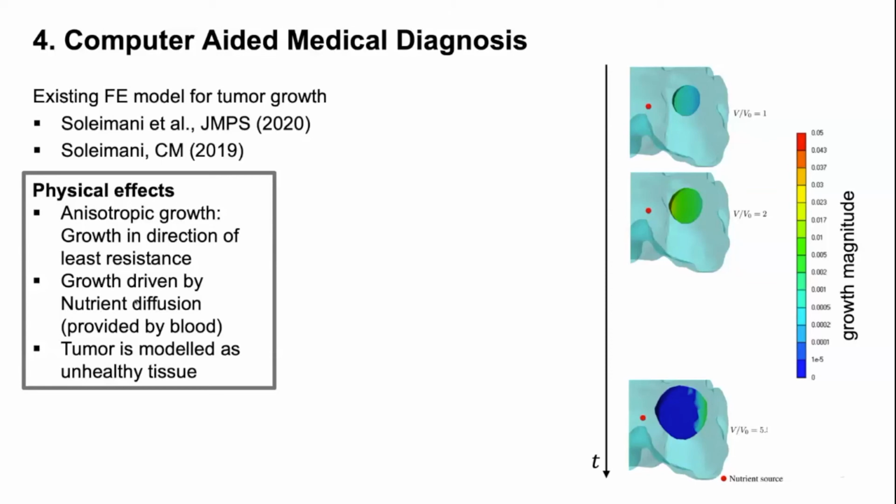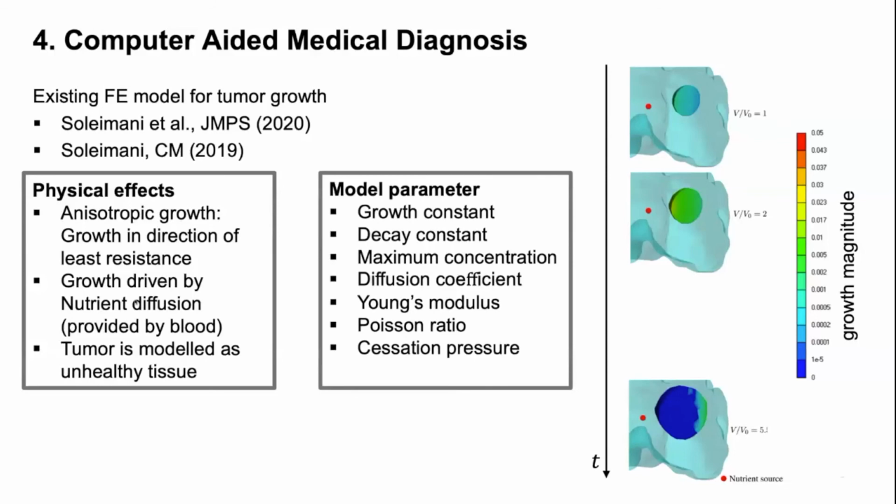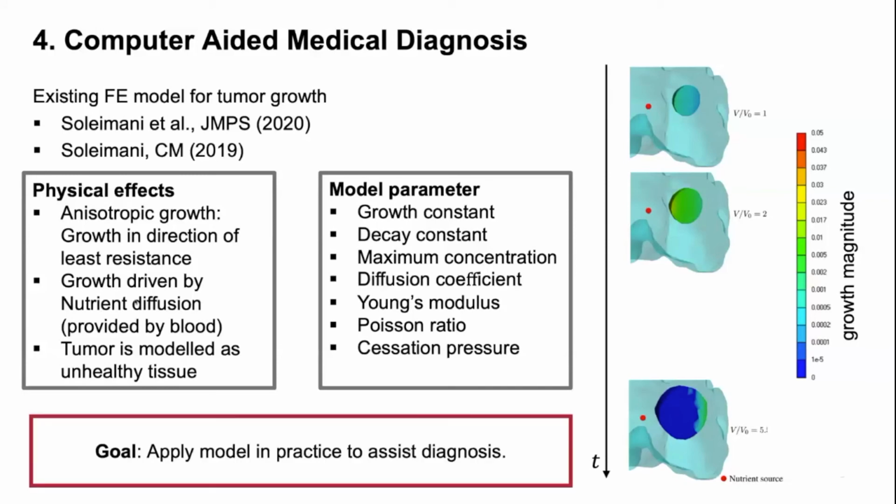And these parameters are actually always the crux of these complicated models. The quantity of parameters: the growth constants, the competing decay constant. We have a maximum concentration. We have a diffusion coefficient for the nutrient. We have a Young's modulus, Poisson ratio, and a cessation pressure, so the pressure where tumor growth stops. And the idea of this project was to say, how can we actually apply this model in practice? How can we make it useful to really assist doctors with diagnosis?